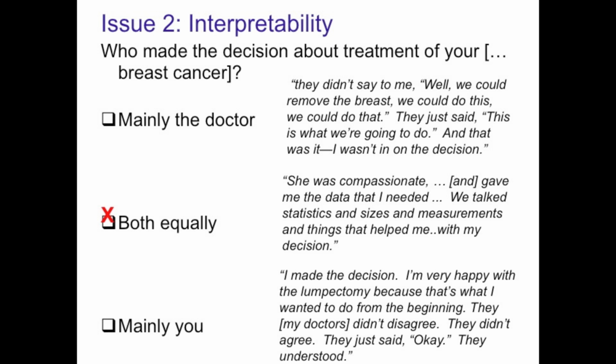One of the questions that often gets asked is sort of an adaptation of the control preferences scale. Who made the decision about treatment of your breast cancer, knee osteoarthritis? This is trying to get at, well, was it a shared decision? So why can't we just ask this one question and then we'll be done with it? We did some interviews, and we had patients say, tell me a little bit about what happened, what the process was like.